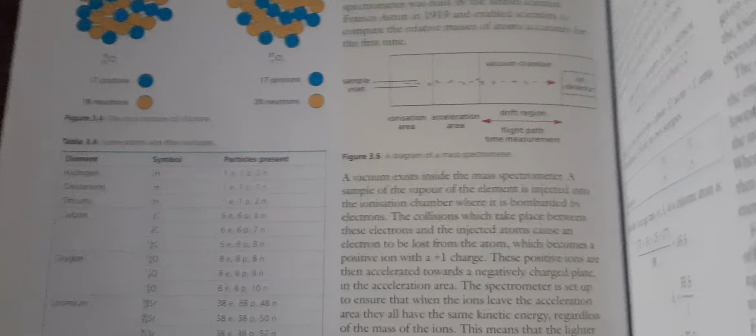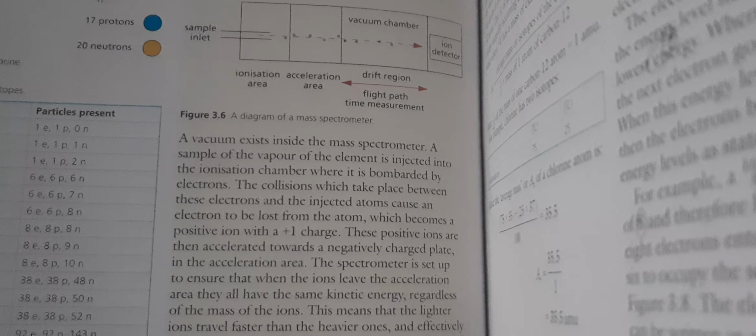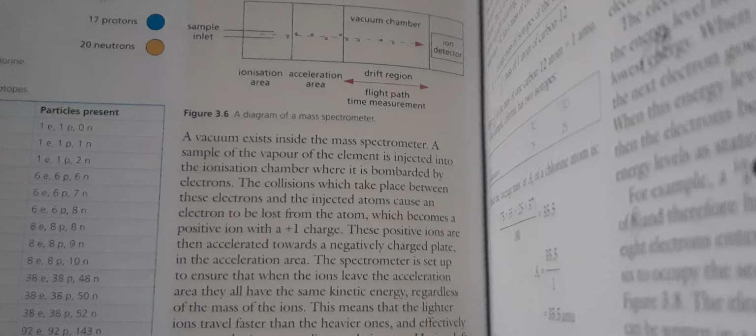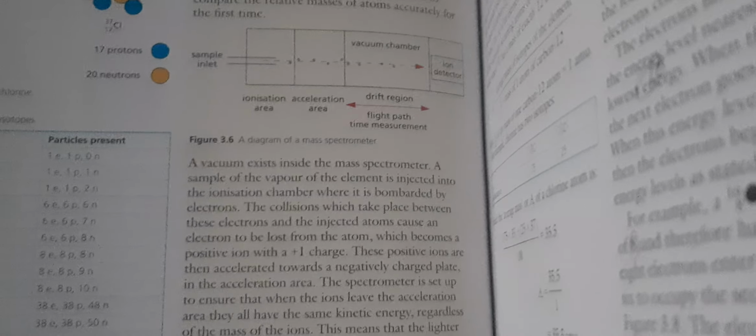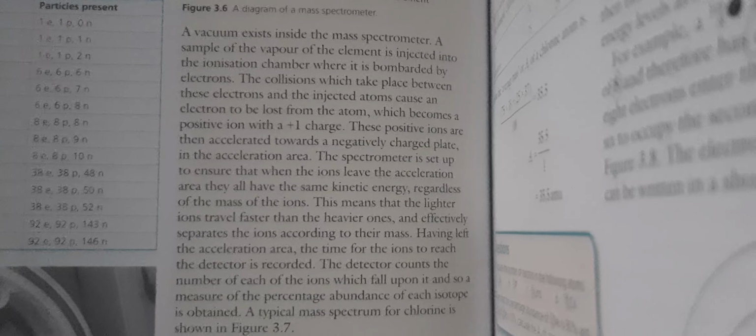Afterwards, we have a vacuum that exists inside the mass spectrometer. You can see the vacuum chamber inside the mass spectrometer. You can see the explanation.